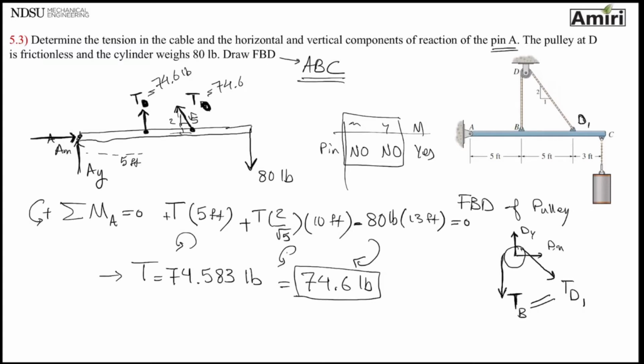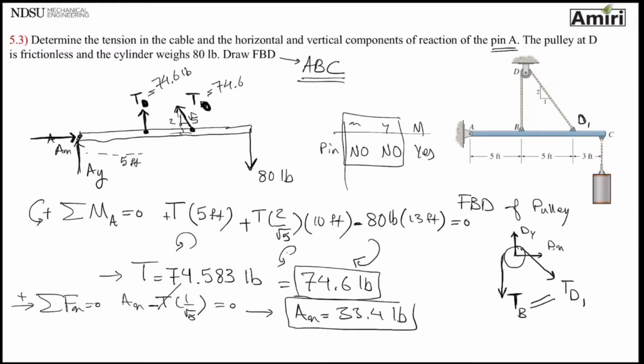You know what? This time let's just use sigma Fx and sigma Fy equals 0. Sigma Fx, starting from one side, any force that you see, you have to write it. AX, AY is vertical, T, first T is vertical, second T has an x component, and that x component is 1 over square root of 5, and it's pointing backwards against my sign, so there's going to be a negative. Moving on, the 80 pound is vertical. That's the only one I have. And remember, this T is 74.583. This will give you an AX of 33.4 pounds.